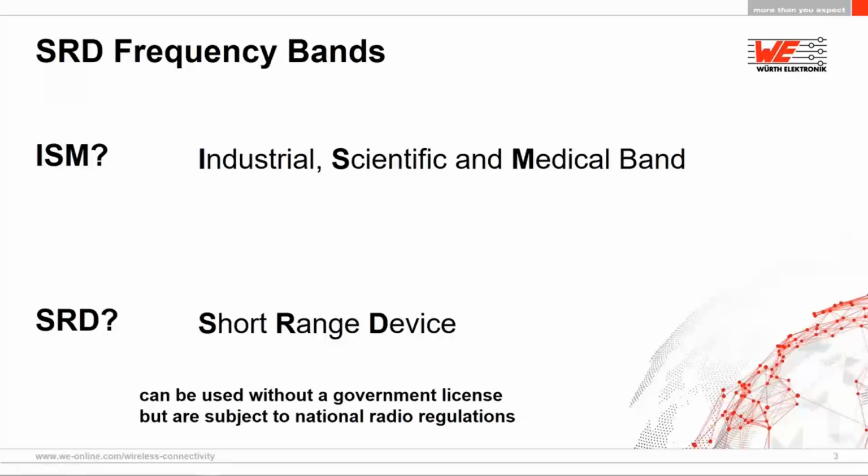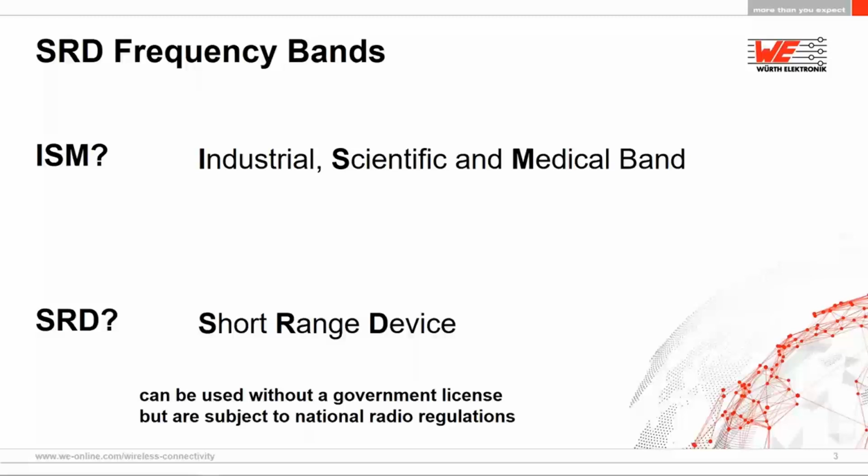First of all, ISM stands for Industrial, Scientific and Medical, and SRD for Short Range Device. Those are the bands which are available for us, which we make use of, because they can be used without a government license. But nevertheless, they are subject to national radio regulations, depending on where you are, either Europe or the Americas, the East or Japan or Canada, wherever. They all have their different regulations, which still need to be taken care of.